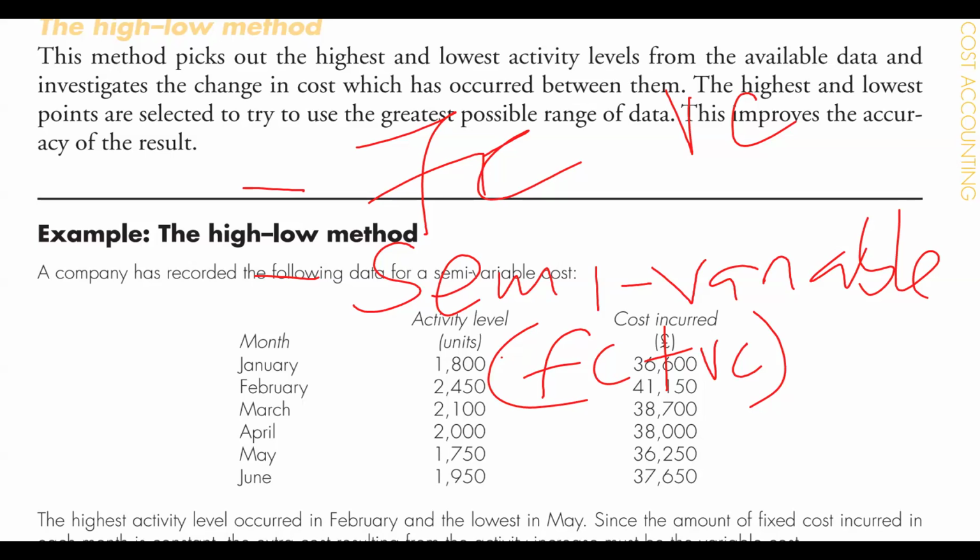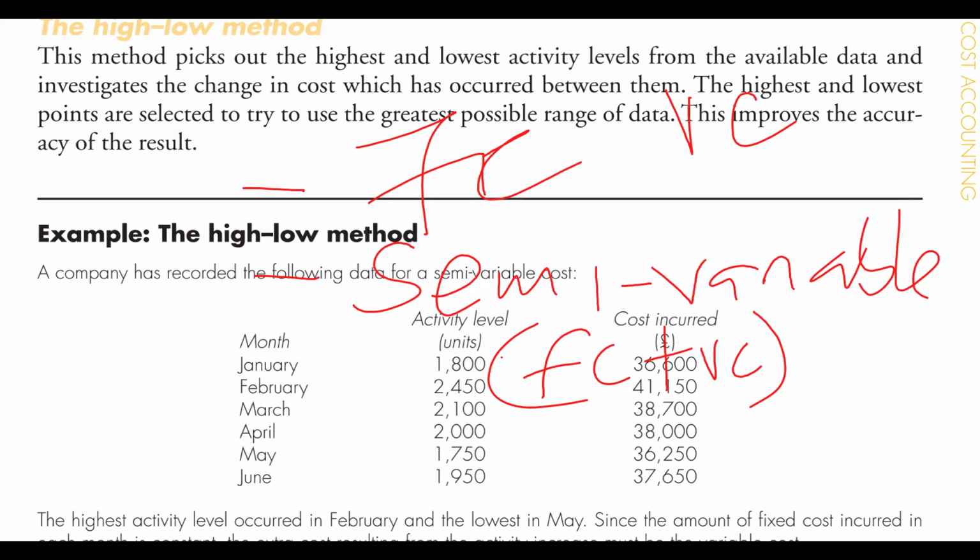Now, there are different techniques that are used to separate the fixed cost from the variable cost when you're given the total cost, as long as the cost that you're dealing with is semi-variable. One of the well-known methods is called the high-low method, right? The high-low method picks out the highest and the lowest activity levels from the available data, and then it investigates the costs which have actually occurred between those.